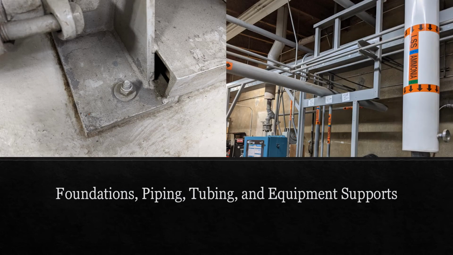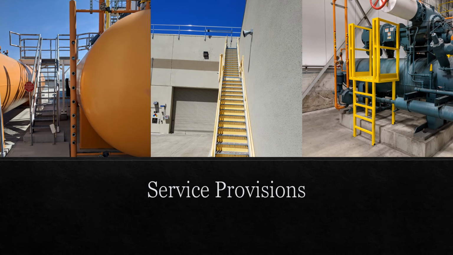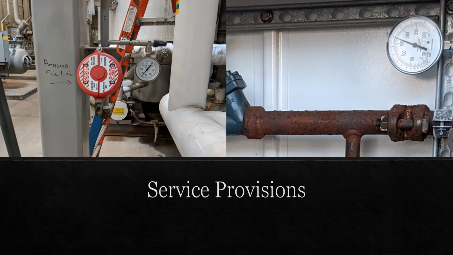Section 7.2.7 requires that piping, tubing, and equipment be supported to prevent excessive vibration and movement. Section 7.2.8 addresses service provisions and requires that equipment be accessible for inspection, testing, maintenance, and emergency shutdown. Charging connections must be plugged or capped when not in use. If located outdoors, the connection must be locked or otherwise restricted to access by authorized personnel only.